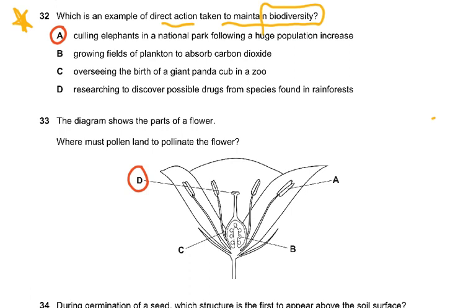Culling elephants in a national park following a huge population increase. Yes, because too many elephants would actually be dangerous. All the vegetation would be trampled. Culling means human beings decide to kill these elephants because their numbers have increased so much that they are now dangerous, and there are not enough plants on which they survive. So culling elephants would of course help to maintain biodiversity. The rest were all wrong. Growing feeds of plankton, overseeing the birth of a giant panda, researchers discovering possible drugs. So that's all nothing to do with biodiversity.